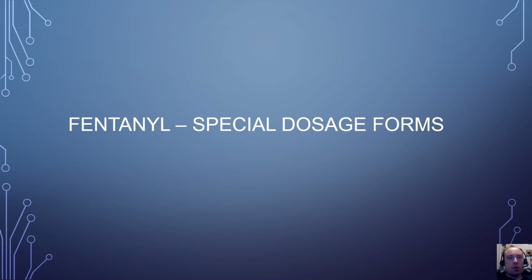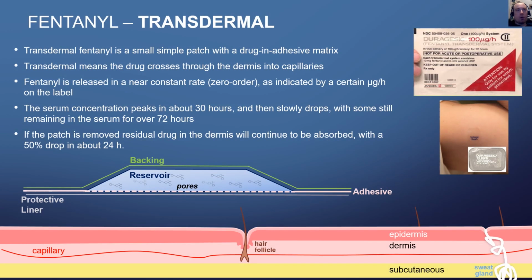So now we're moving on to the special dosage forms of fentanyl, which I already alluded to. So transdermal fentanyl is a small simple patch with the drug in an adhesive matrix. So the drug is kind of suspended or dissolved in the adhesive matrix. The original brand name was Duragesic, and that's still around, but that looks like that package up top there. The actual patch is going to vary in size based on the dose, so it is actually labeled by the amount delivered per hour, or mass per hour.